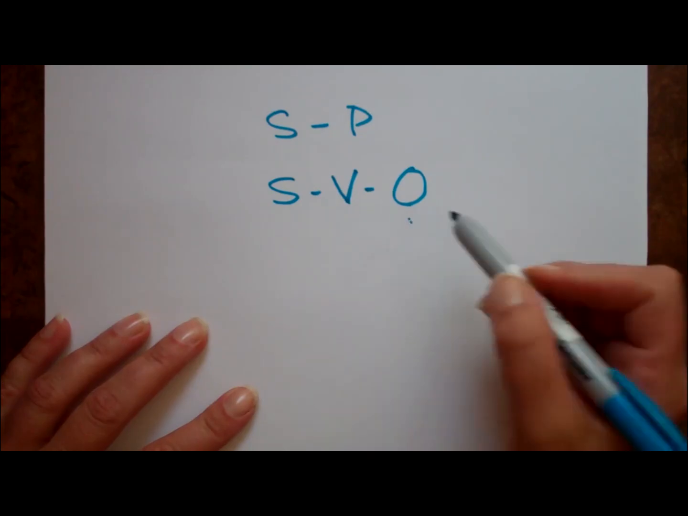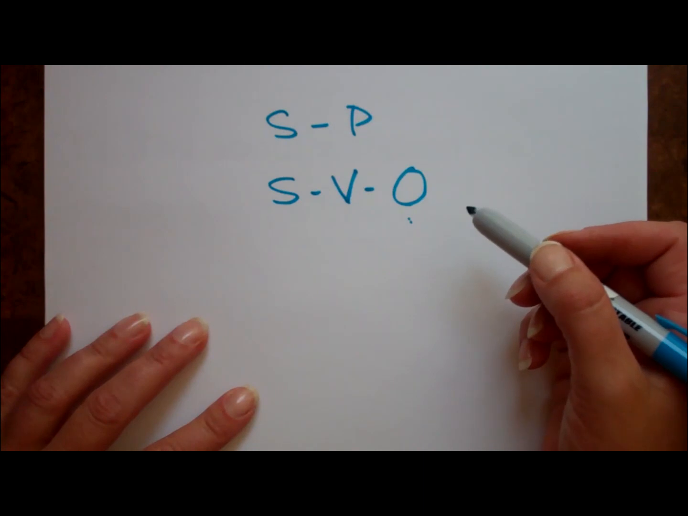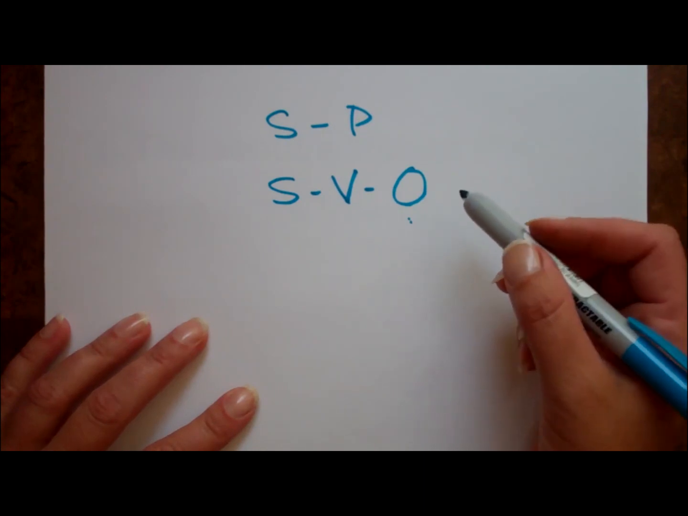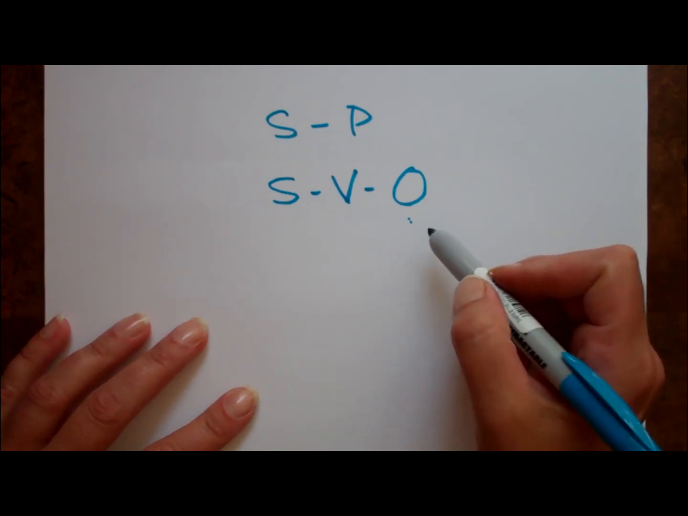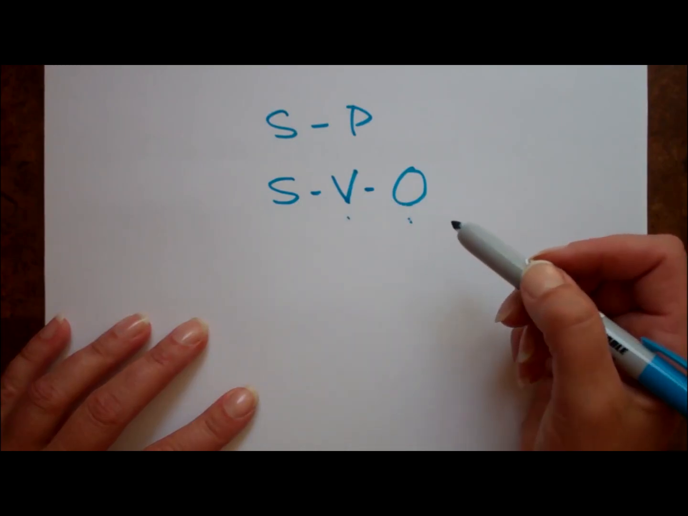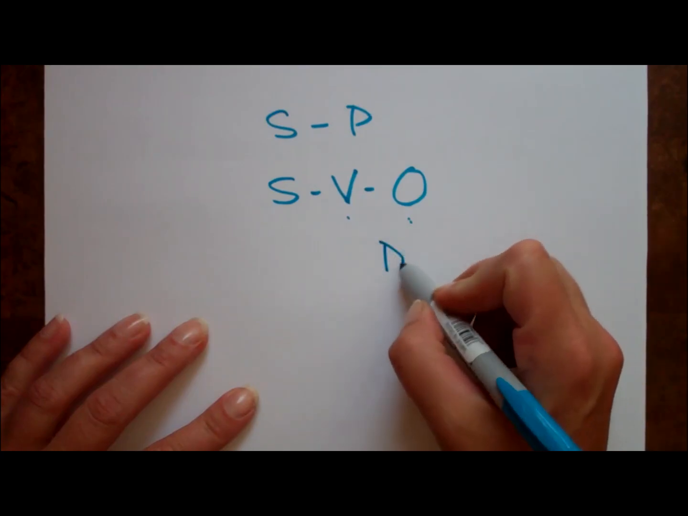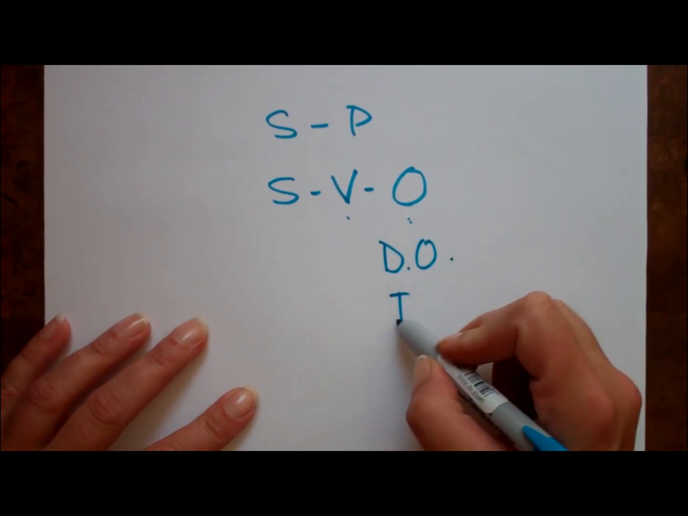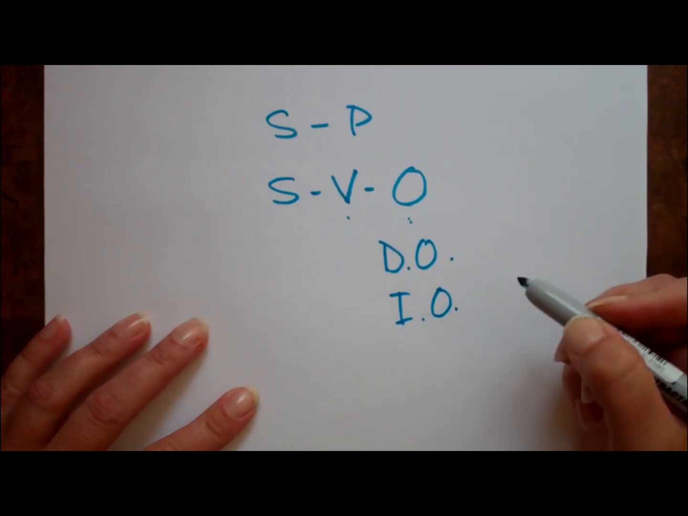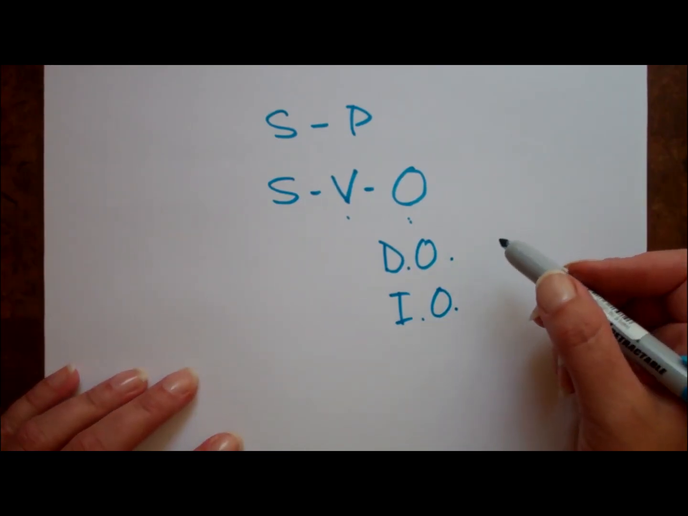Those objects are called complements. I know that sounds funny, but it's pretty easy to remember. These are words that complement or complete the meaning of the verb. There are two types of complements in the English language: direct objects and indirect objects. They are super easy to spot because their position is very regular.